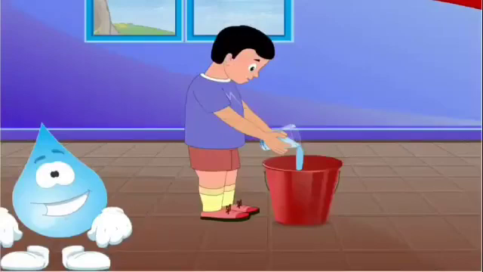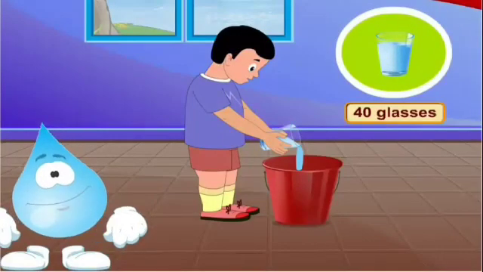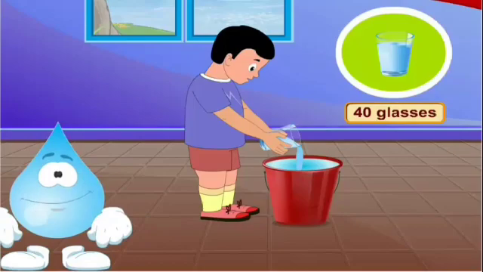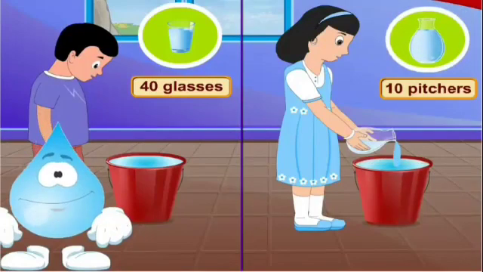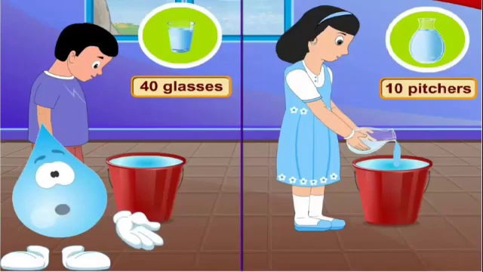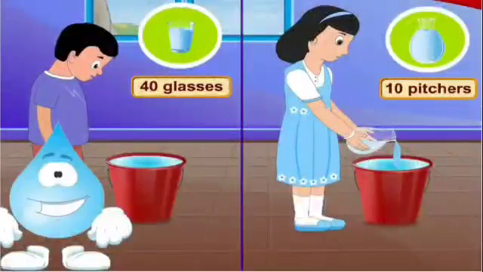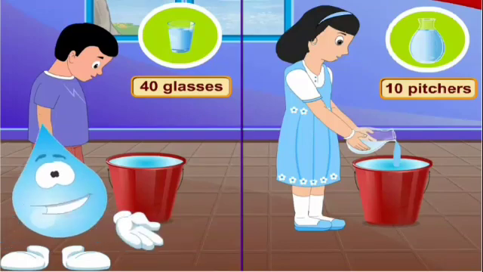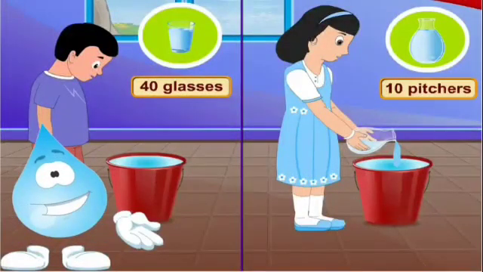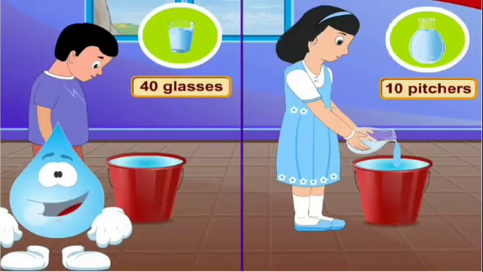This bucket became full when 40 glasses of water were poured into it. This bucket became full with 10 pitchers of water. The same amount of water measures different because different means are used to measure it. No matter who fills water in the bucket, it should measure the same. For that, we must use the standard measure.